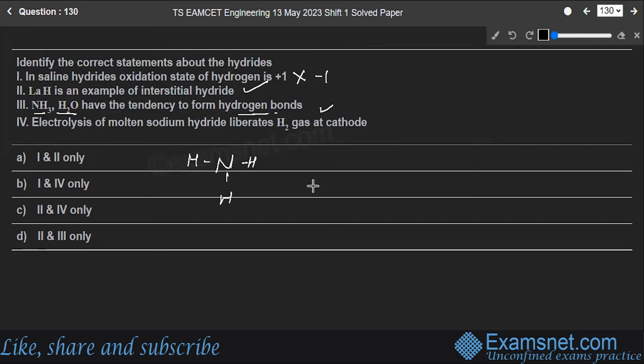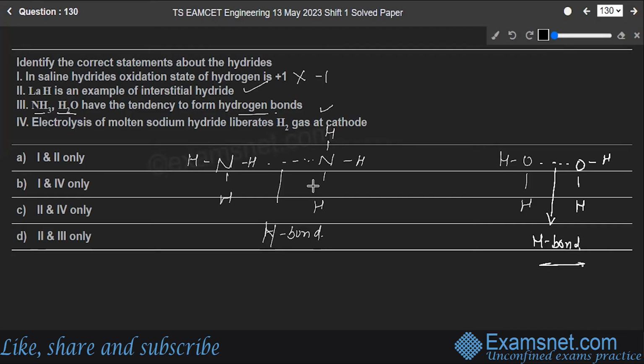So there is another molecule of ammonia like this. So this is tendency. There is a tendency to form this bond, hydrogen bond. And for water also, this is water. This is your hydrogen bond over here. So this is also correct.